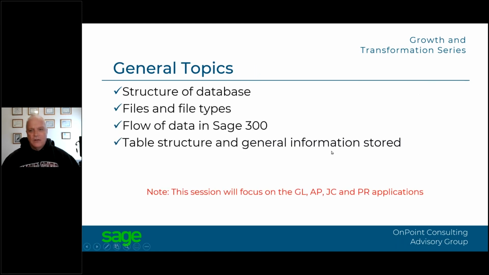Okay, so we're going to talk about the structure of the data. We're going to talk about the files and the types of files in your system. We'll talk about the flow of this data through Sage, and then get into table structure and where stuff is stored. And we're going to focus on the core modules here, all right?